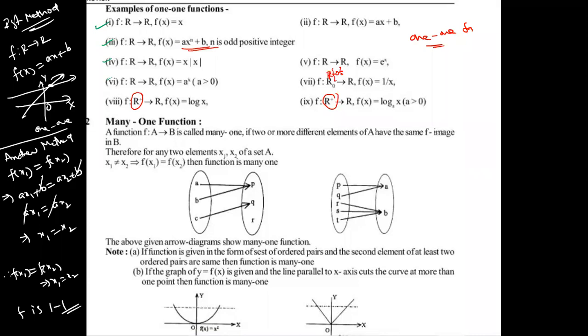What is many-one? Anyone? Many-one means what here? Two or more different elements of domain A have the same images in B. See examples. Example 1: the elements A, B both have the same images. Example 2: P, Q have the same images. R, S, T also have the same images.